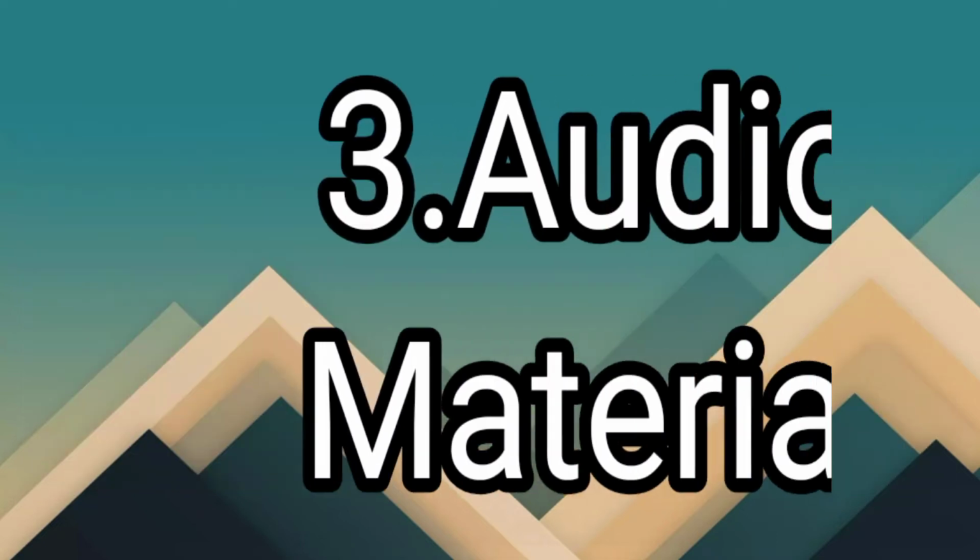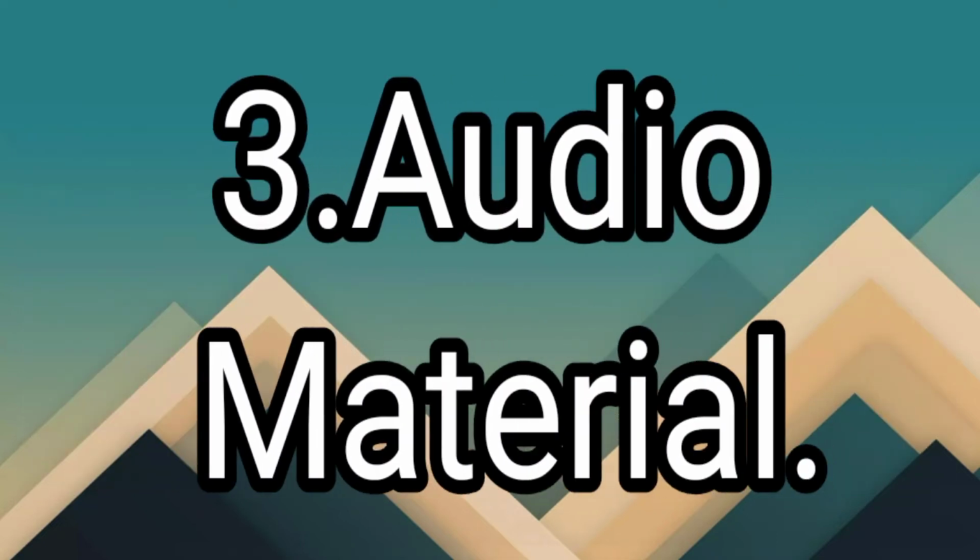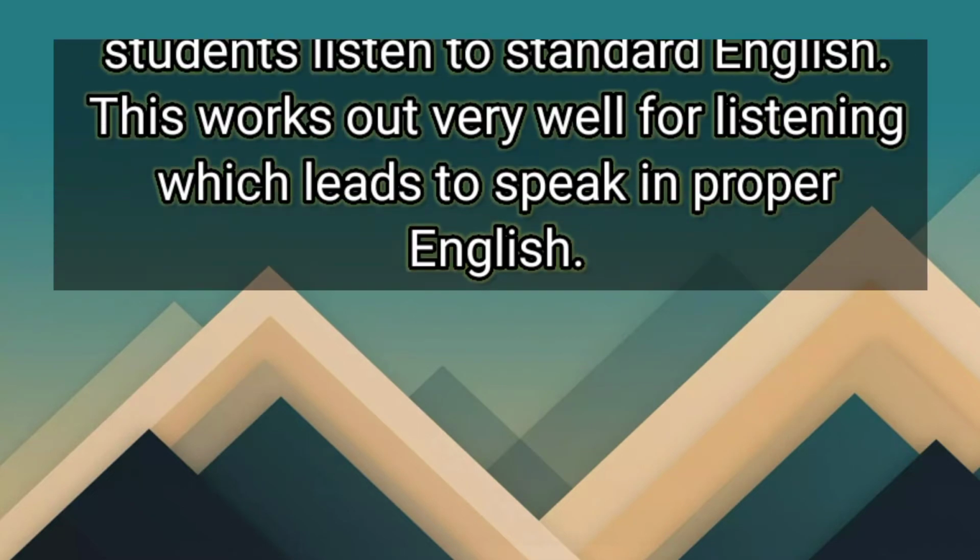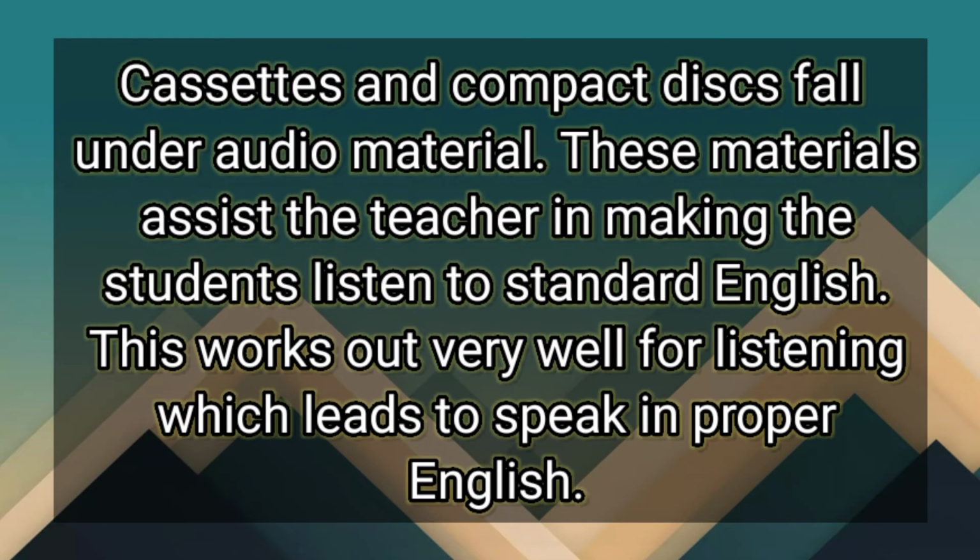Next, third one, audio material. Audio material means which we can listen to, which we can hear. So that material is called audio material. So what comes under this? Cassettes and compact discs fall under this category.